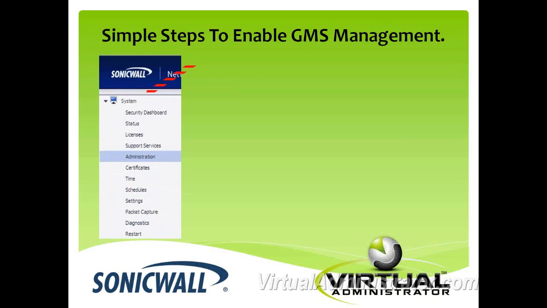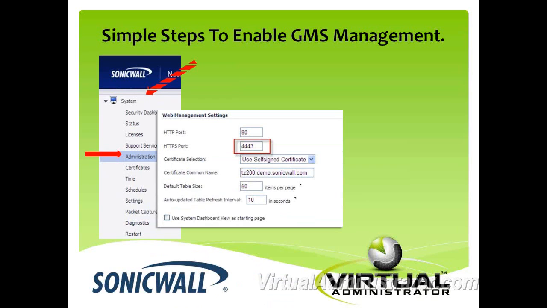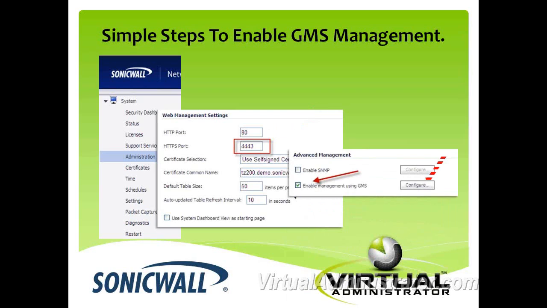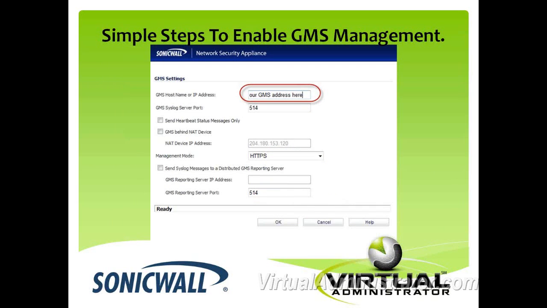The next thing you need to do is go back to the main menu, go to System, Administration, and make sure that the web management settings are set to 4443. You're going to change that HTTPS port to 4443. Then scroll down to Advanced Management, click on the box that says Enable Management using GMS, and then click the Configure button.